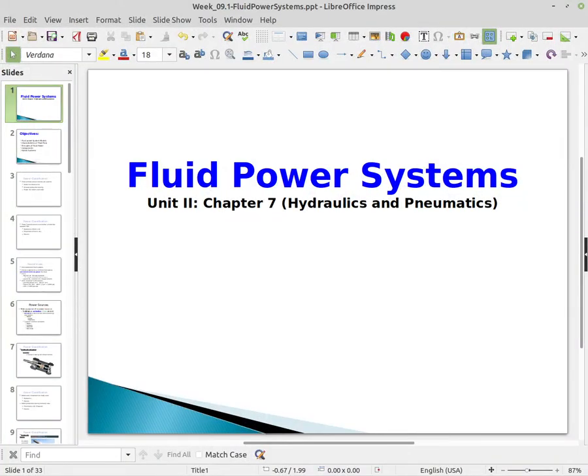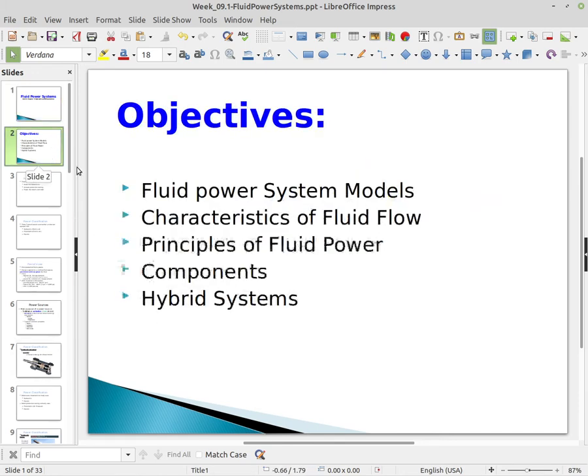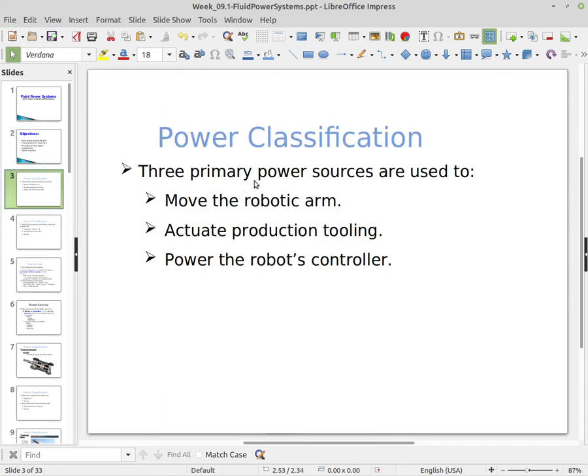This video discusses fluid power systems. So we're going to look at fluid power system models, characteristics of fluid flow, principles of fluid power, components, and also some hybrid systems. There are three primary power sources, as we've discussed before, that we can use for robotics.